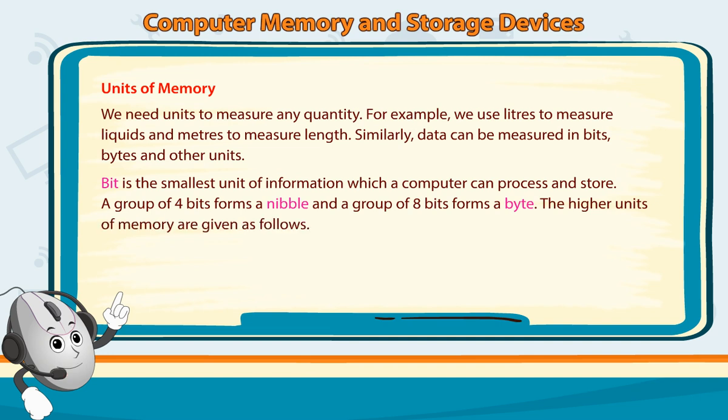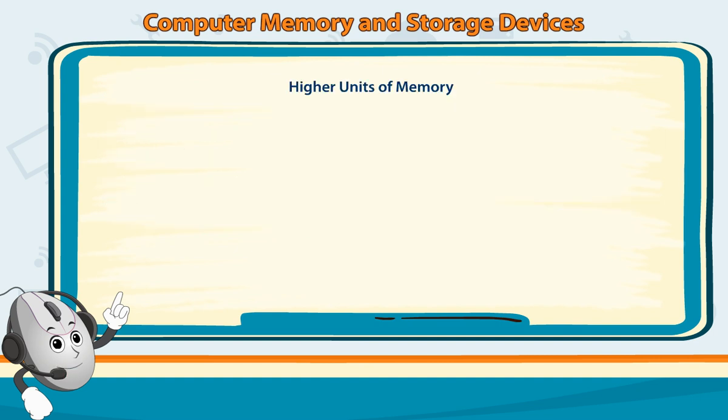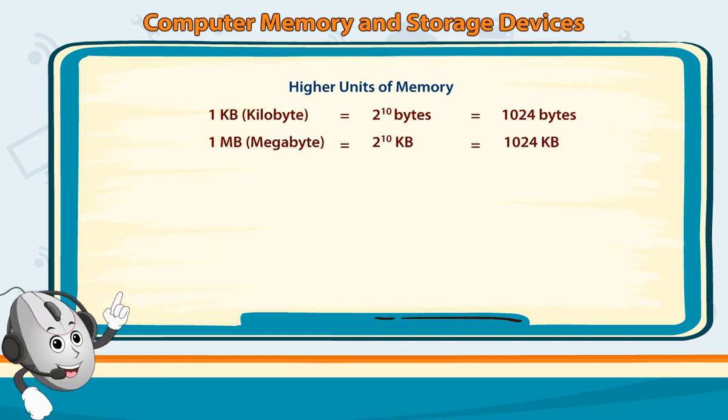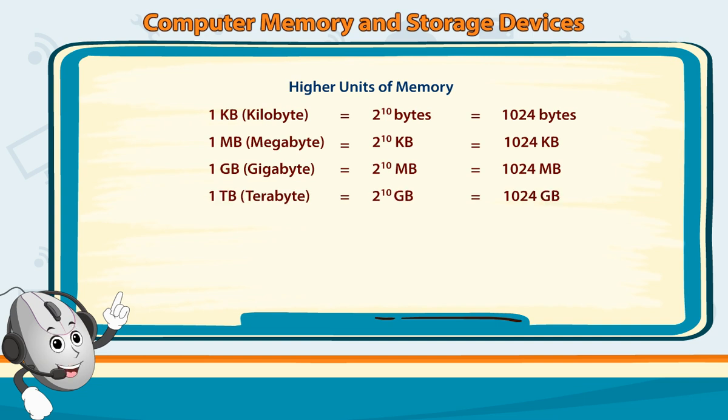The higher units of memory are given as follows. 1 KB (kilobyte) is equal to 2 raised to the power 10 bytes, which is equal to 1024 bytes. 1 MB (megabyte) is equal to 2 raised to the power 10 KB, which is equal to 1024 KB. 1 GB (gigabyte) is equal to 2 raised to the power 10 MB, which is equal to 1024 MB. 1 TB (terabyte) is equal to 2 raised to the power 10 GB, which is equal to 1024 GB. 1 PB (petabyte) is equal to 2 raised to the power 10 TB, which is equal to 1024 TB.